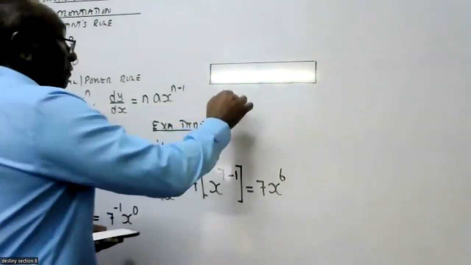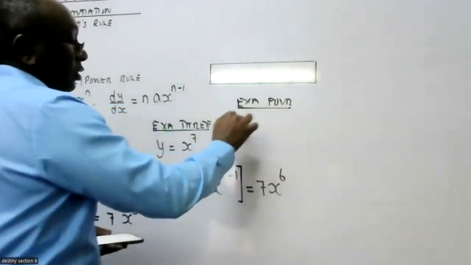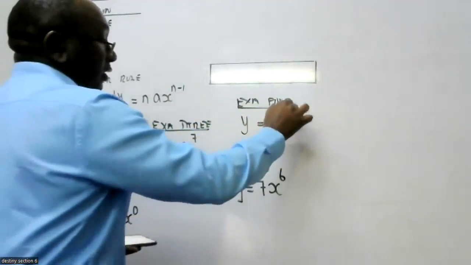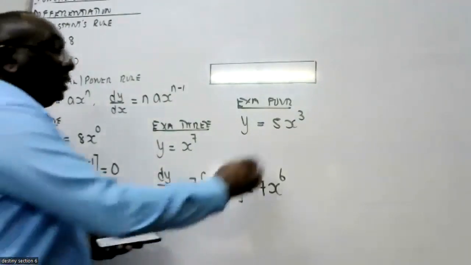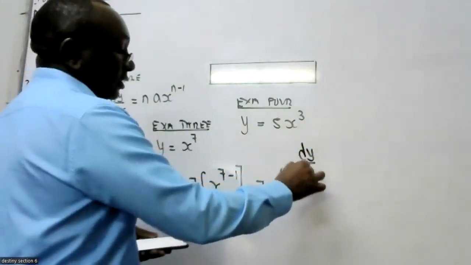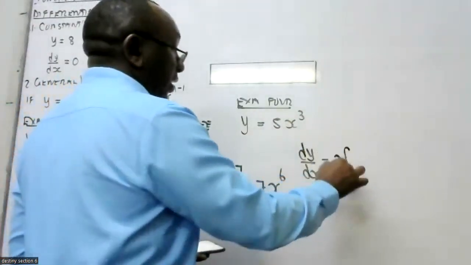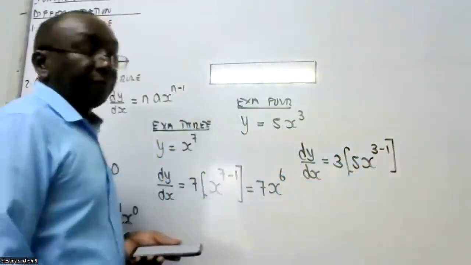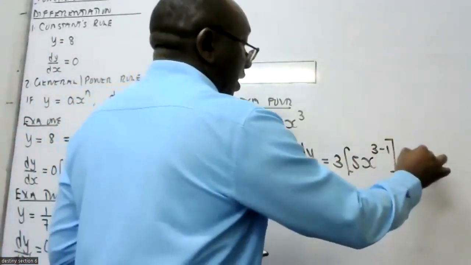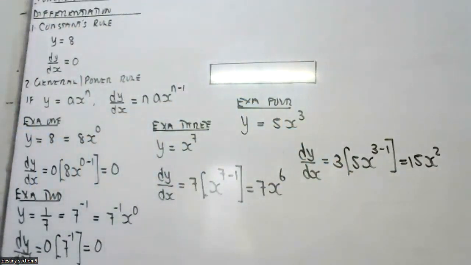If I give you example 4, and you are told y equals 5x cubed, then dy/dx: you take the power, which is 3, multiply it by 5, and raise x to power 3 minus 1. This gives you 15x raised to power 2.